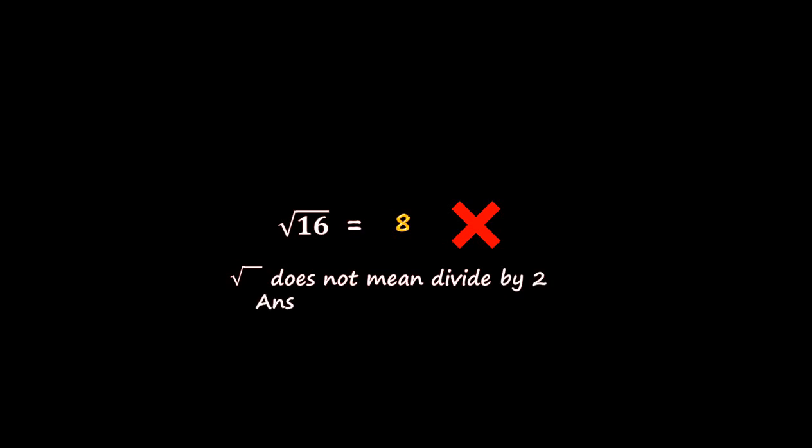Another example: root 16 is not equal to 8. That's the square root of 16 is not 8. Most students just divide by 2. Square root does not mean divide by 2. So the square root of 16 means, what is that number that when you multiply by itself, it will give you 16? And that number is 4, since 4 times 4 is 16.